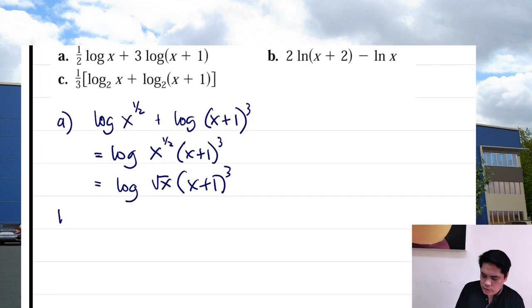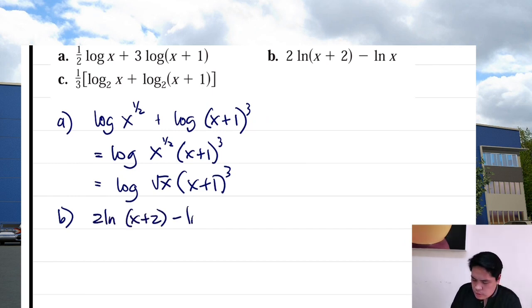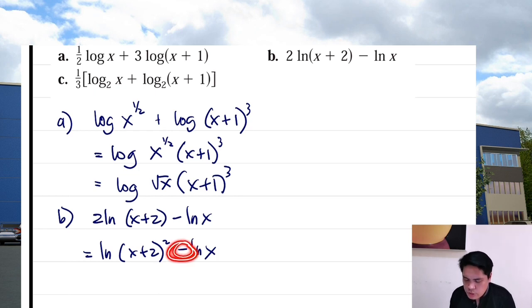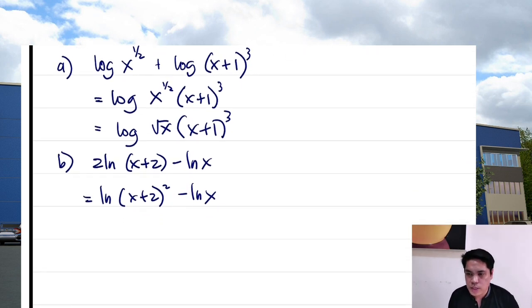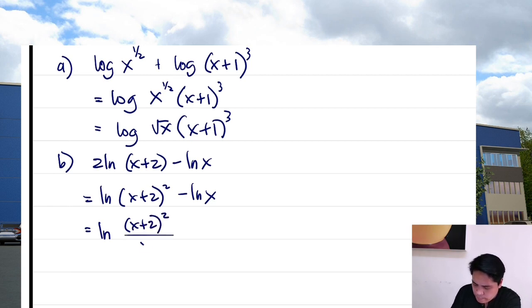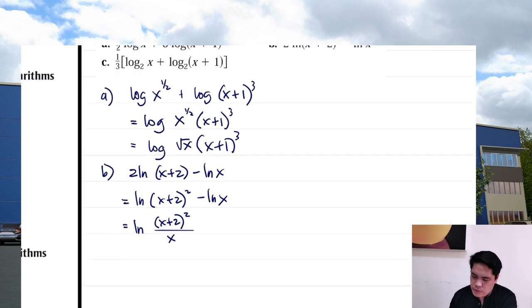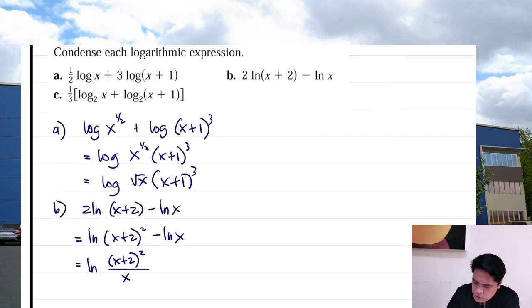So let's try letter B. For letter B, we have 2 ln x plus 2 minus ln x. So unahin natin yung mga coefficient. So this would become ln of x plus 2 squared minus ln x. Okay, wala na coefficient. The operation here is minus. So if minus, that means dinivide yung factors or yung functions. So this is now equal to ln of x plus 2 squared over x. So that's a condensed form. Napakadali.